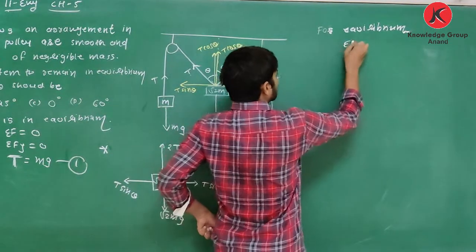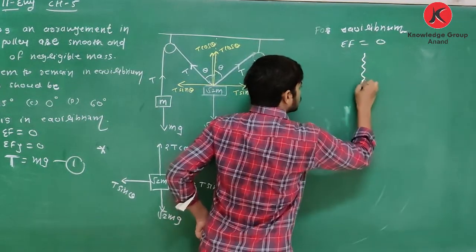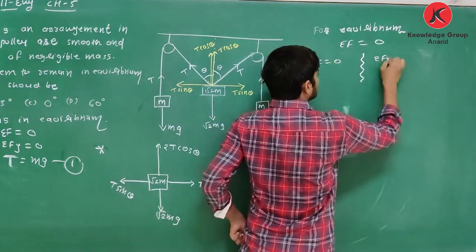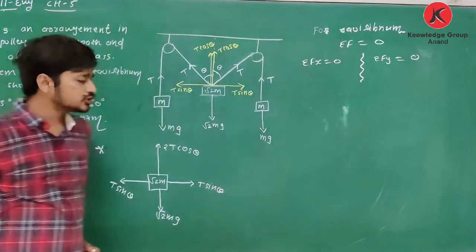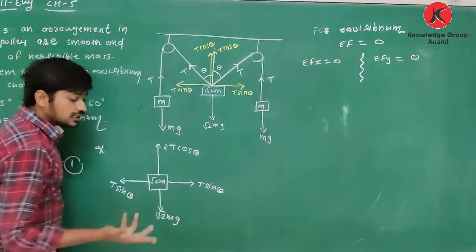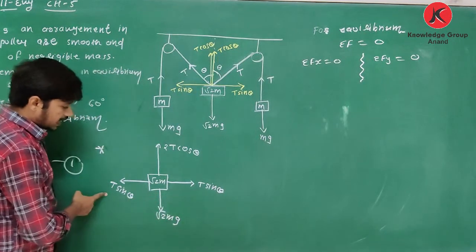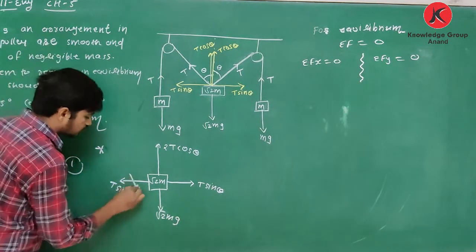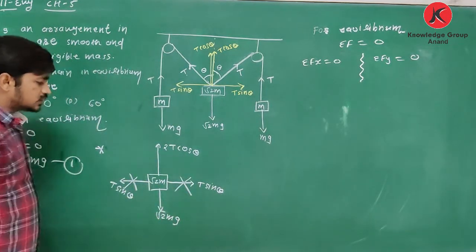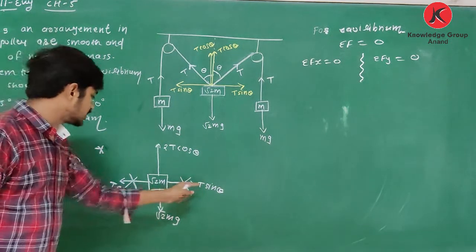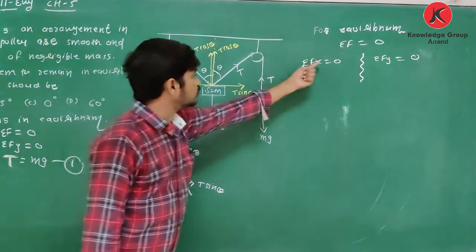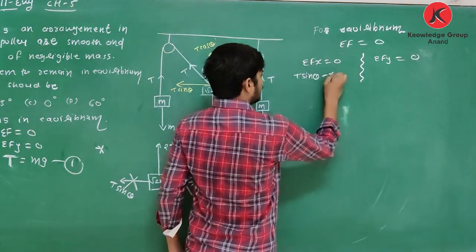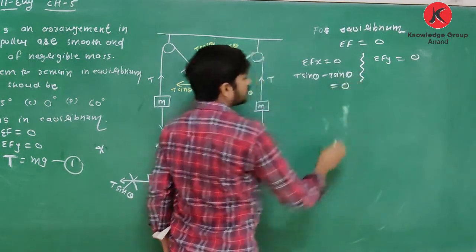Sigma F is equal to 0. So we know that sigma Fx is equal to 0, and also sigma Fy is equal to 0. In the x direction there are two forces acting, T sin theta and T sin theta. Their magnitudes are equal and their directions are opposite, so obviously these two forces will cancel out each other. The resultant of the forces in the x direction is 0, because it is T sin theta minus T sin theta.